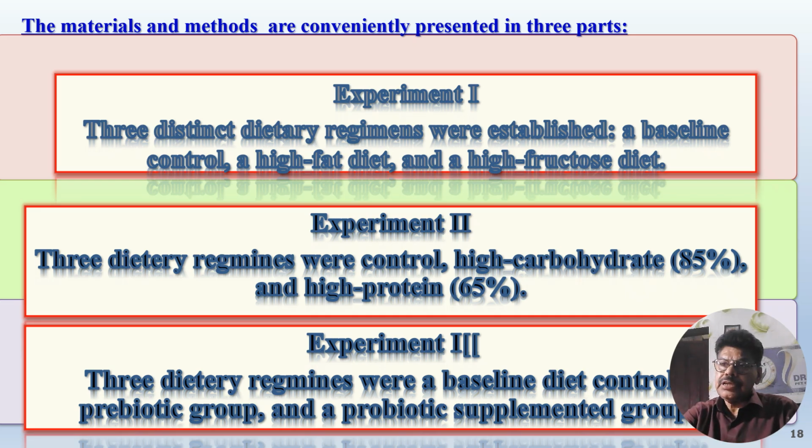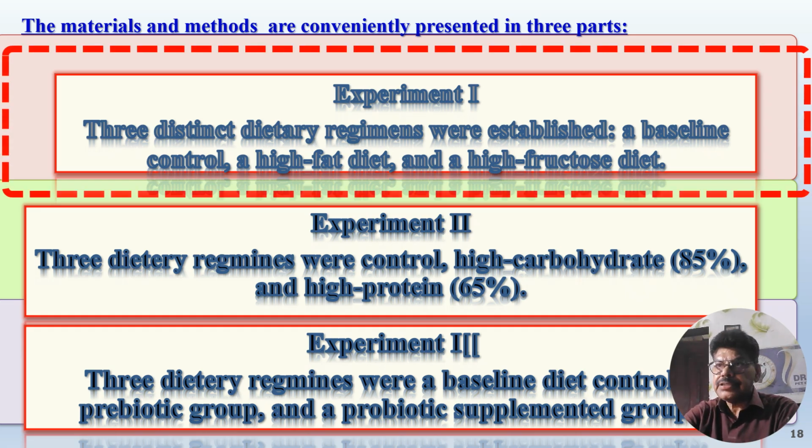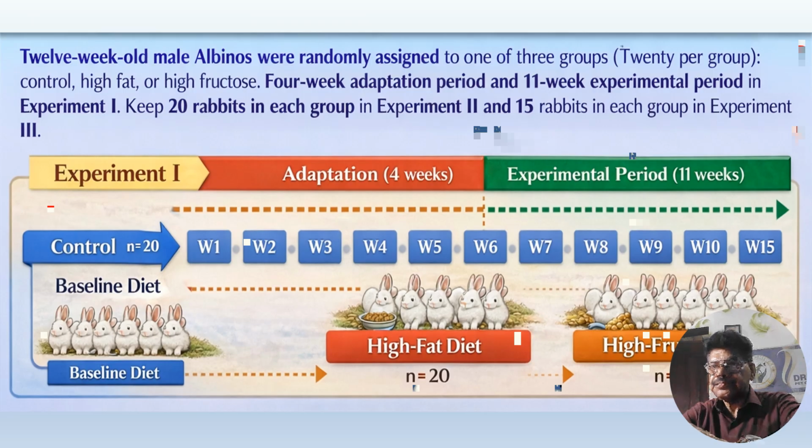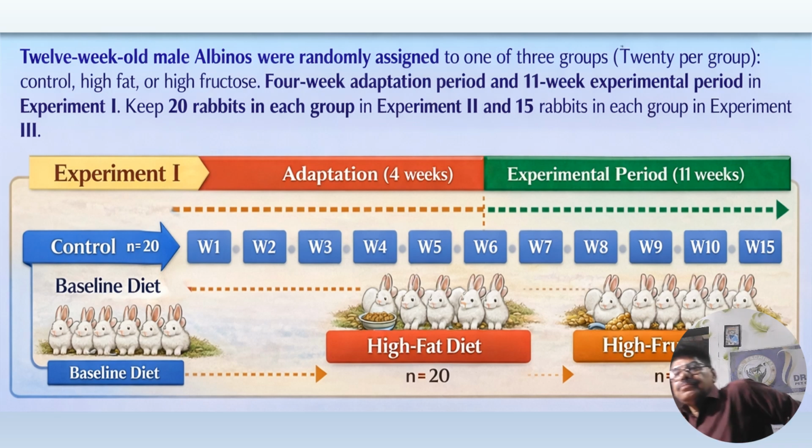So the comparison again: the obese animals were taken and kept on a basal diet, and then one group was kept on a prebiotic and the other was supplemented with the probiotic. So this has given us the biomarkers that indicated what to do.